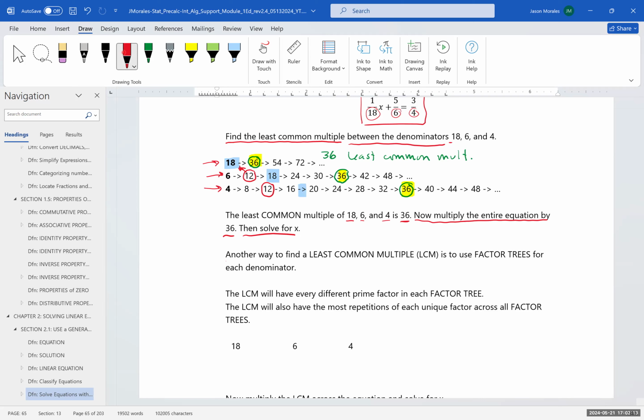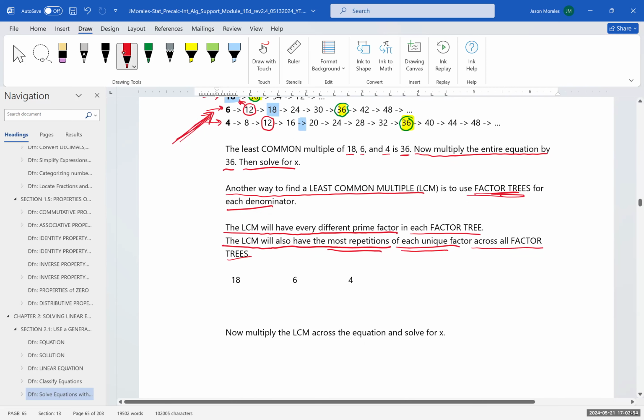Another way to find the least common multiple is to use factor trees. This isn't going to be practical most of the time. This is just a simple example to show you what we mean by least common multiple. But doing this is going to take way too much time in a lot of cases. So another way is to use factor trees for each denominator. The least common multiple will have every different prime factor found in the factor trees, and it will also have the most repetitions of each unique factor across all factor trees.